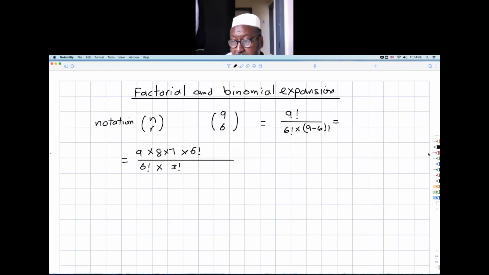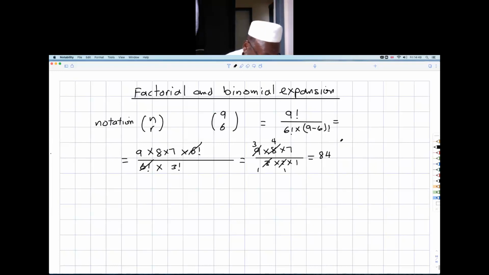Okay, from here, easy, 6 cancels 6. What's left here? 9 times 8 times 7 divided by 3 factorial, 3 times 2 times 1. If you cancel 3 with 3, here is 1 and here is 3. If you cancel these 2, simplify, it will be here 4, and here it will be 3 times 4, 12. 12 times 7 will be 84. The answer is 84. Okay, this is how we work it out.